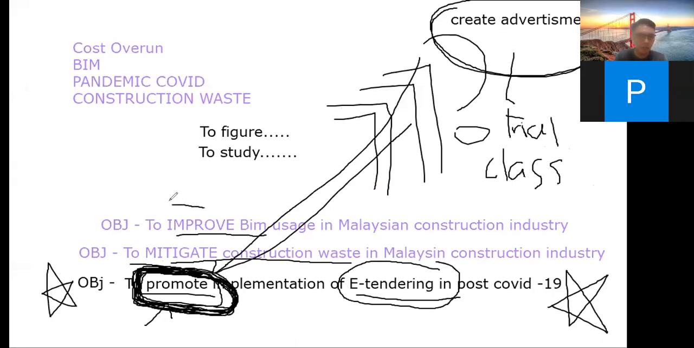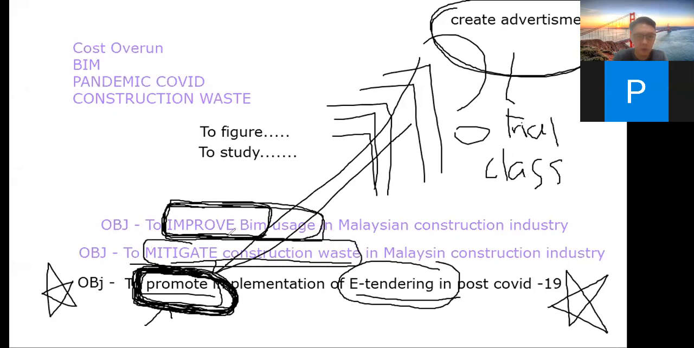Same goes to this. Improve BIM usage. You want to be so proud and introduce everyone, please use BIM, please use BIM. So how? You have to create advertisement. So this word is not correct also. It is about a promotions objective. Same goes to this, mitigate construction waste. Who did this? To mitigate construction waste. Anyone?